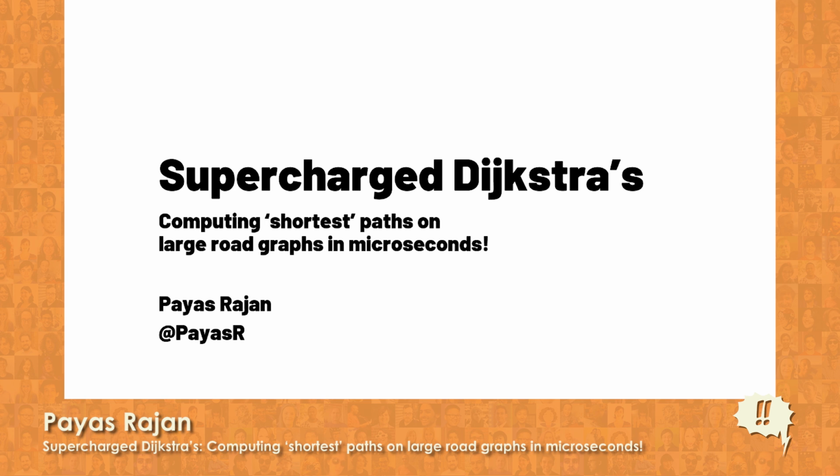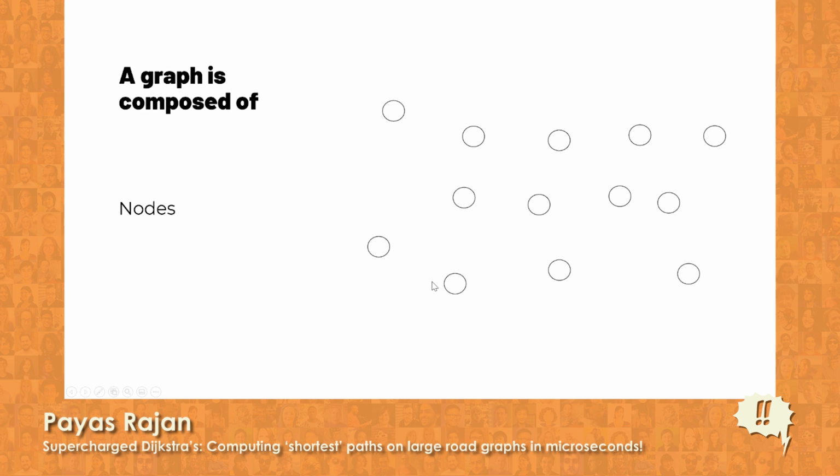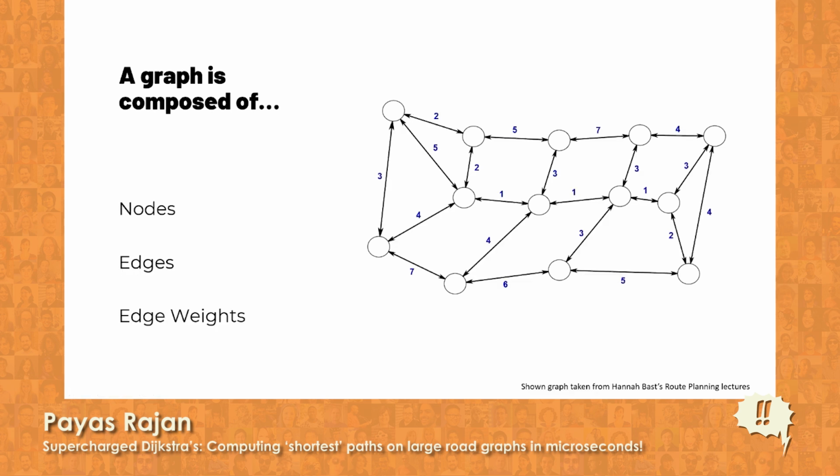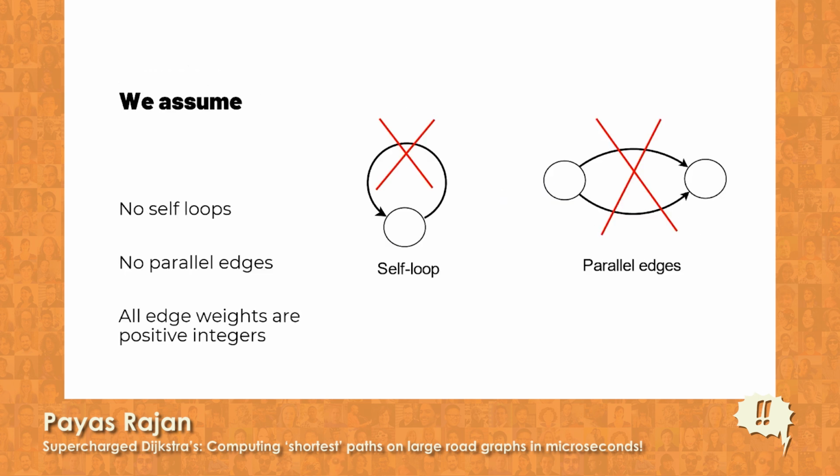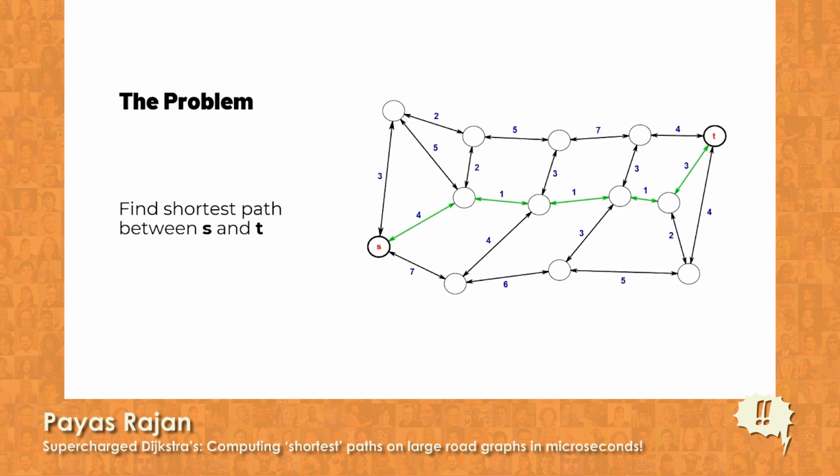So let's begin. A graph is composed of nodes, edges, and edge weights. Of course, we know that. And we shall consider only simple graphs, so no self loops and no parallel edges are allowed. And we shall assume that the edge weights are always positive integers for now. Now, the problem that we're trying to solve is to find the shortest path from the source S to a target T in the graph.